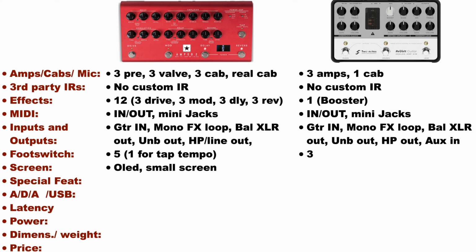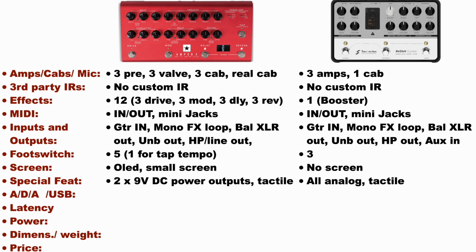The Amped 2 has a little OLED screen to be used, for instance, to see the parameters of the effects, while the ReVolt has no display, marking even more its analog attitude. And in fact, among the special features of the ReVolt, I would mention that it is all analog, and this approach, for instance, has an impact on the latency, as we will see in a few seconds. Furthermore, the Amped 2 has 2 outlets for powering external pedals, which is a very nice feature that all the devices with external loops should have.